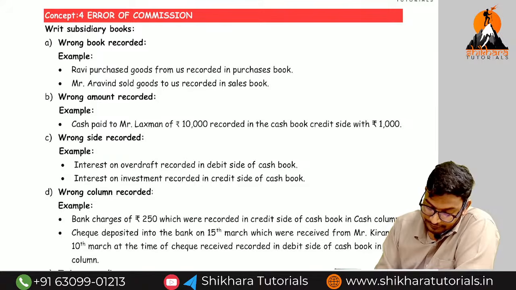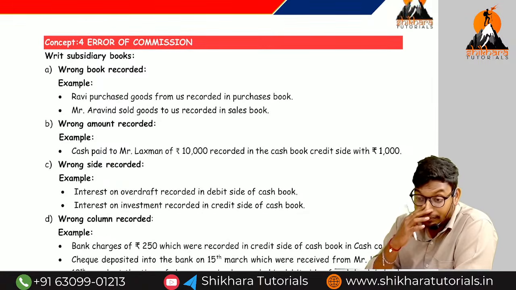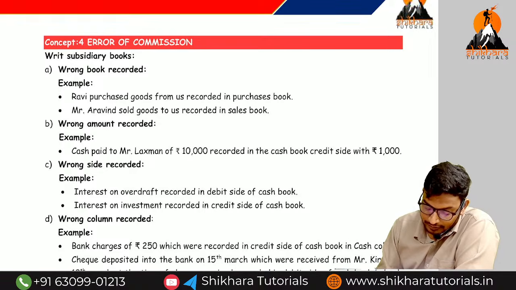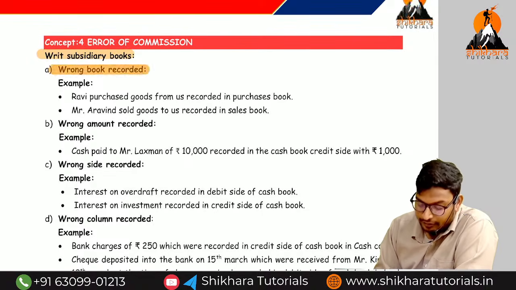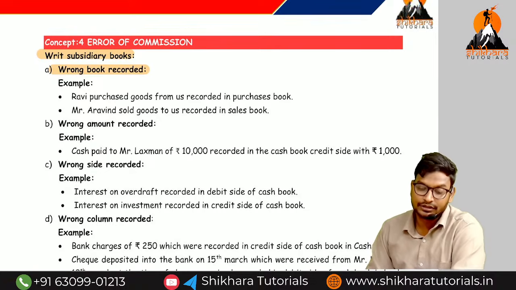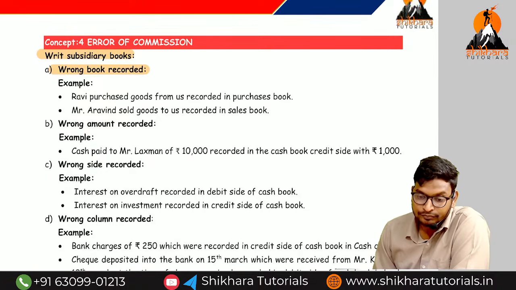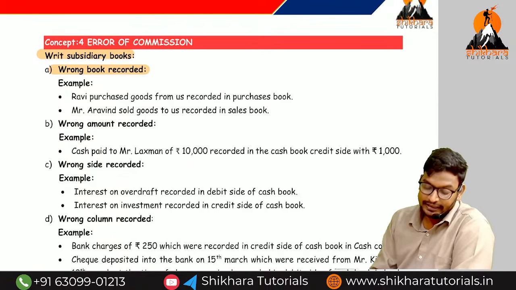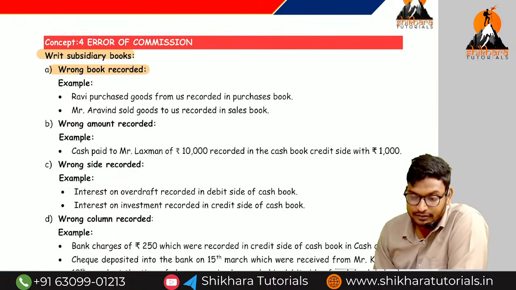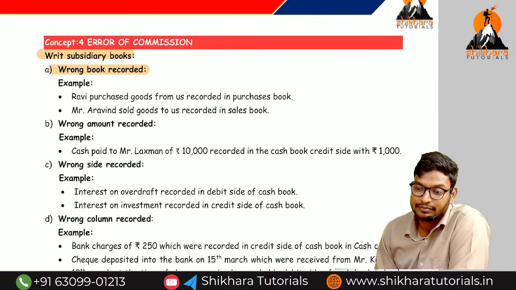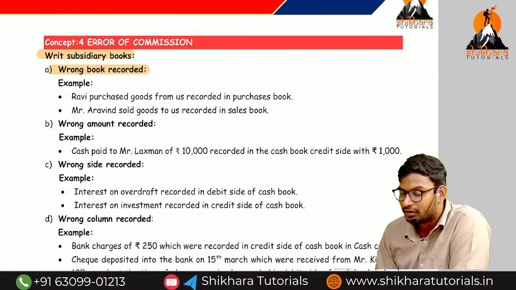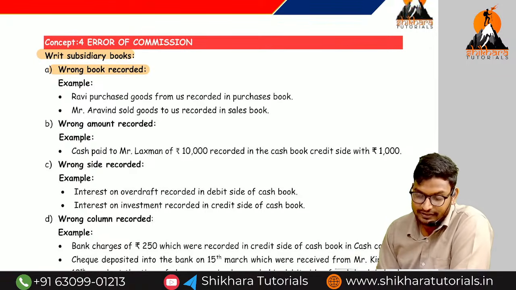See this first one. Which type of error, ma'am? Error of commission with respect to the ledger, with respect to subsidiary books. First one, wrong book recorded. Previously, while starting this discussion, we already discussed the four types of books of accounts. What are they? Purchase book, sales book, purchase returns, sales returns. We know the format and all the things, so those will be helpful in this situation.